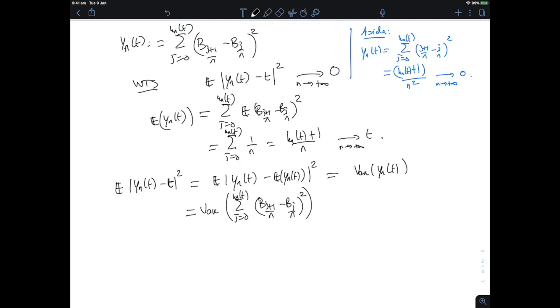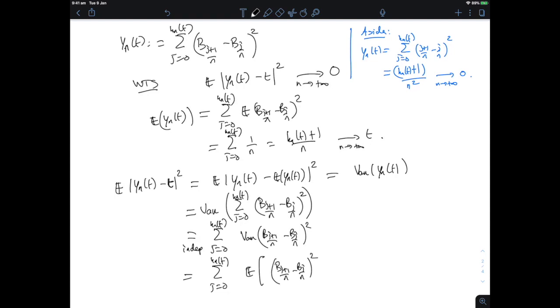Because increments of the Brownian are independent. So by independence, the variance of a sum of independent variables is the sum of the variances of these independent variables. And so what we get here is the sum of the variances of bj plus 1 minus bj over n, squared. And what is that? Well, let's write it explicitly. It's a variance, so it's the expectation of this thing squared minus its expectation, and then we square this. Right, so what do we get here?